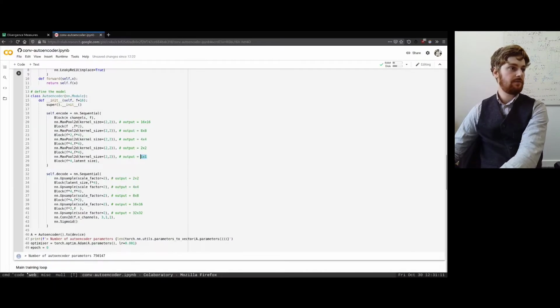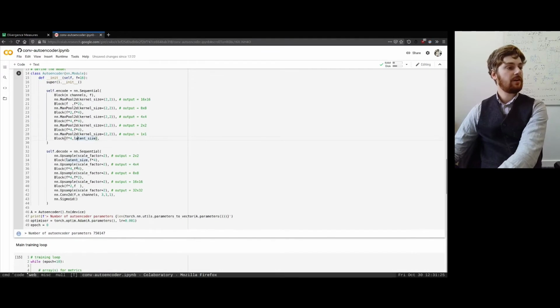So in this case we go from 3 channels to 16 channels to 32 channels to 64 channels, and then to 512 channels. So we've got a 512 dimensional vector at the end. And then we can just go through decoding, which is basically doing the transpose of that.